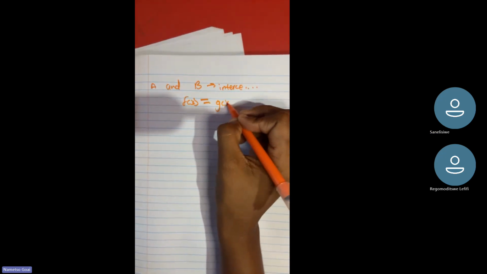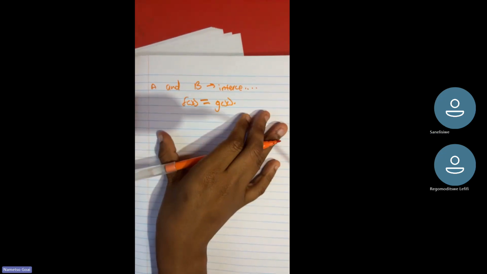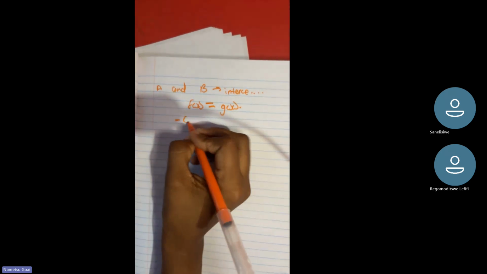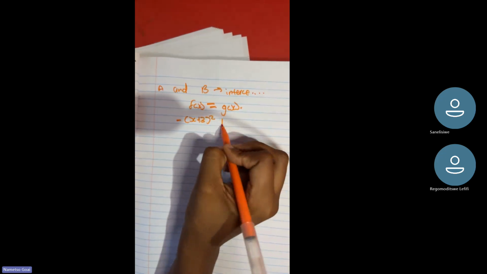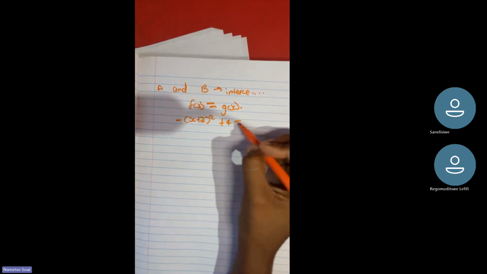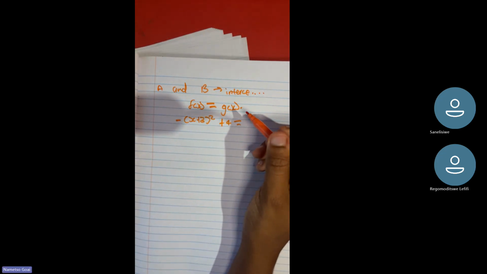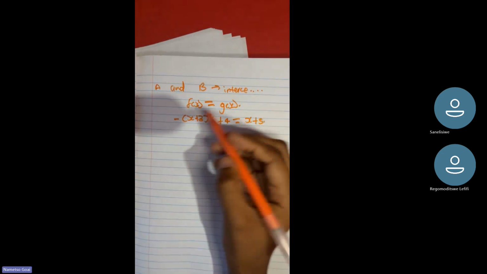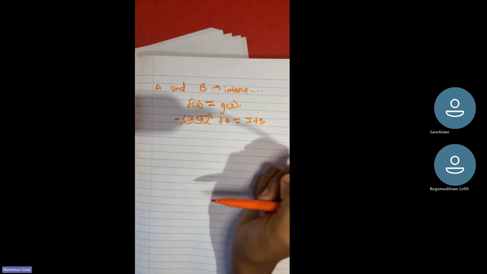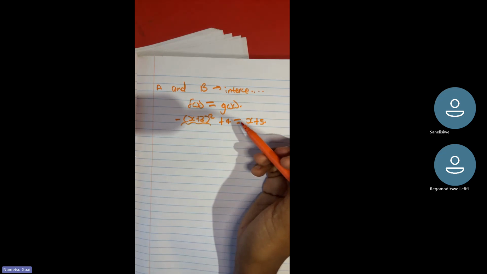So we said that at the intersection points, the graph f of x will be equal to g of x. So we have to equate the two together, right? So we're going to have negative (x plus 3) squared plus 4 being equal to g of x. Our g of x is x plus 5. Okay, we can see that we need to solve this before we try anything else.